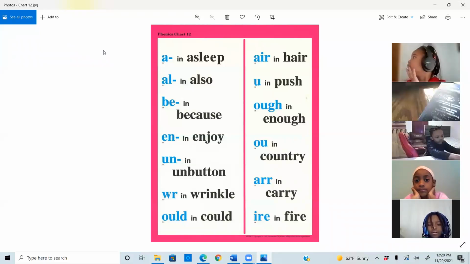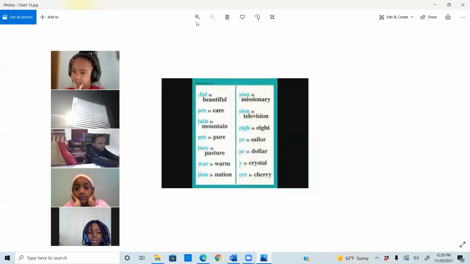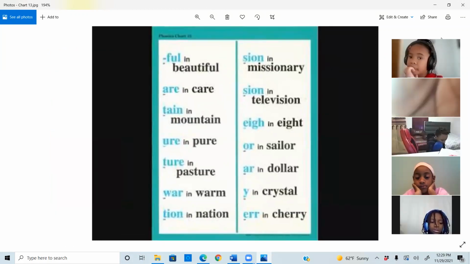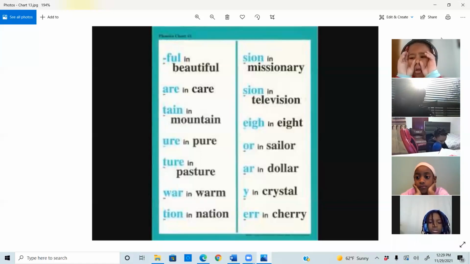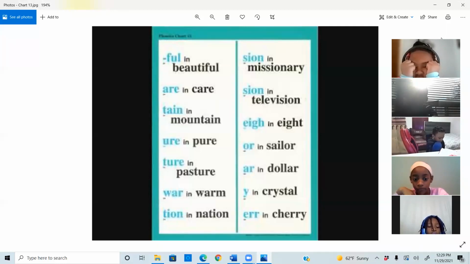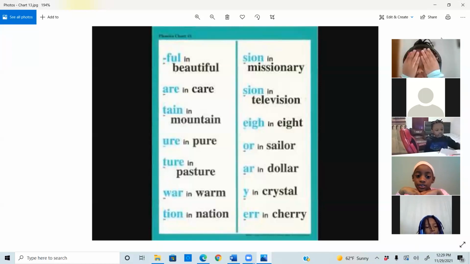Good. Thank you for those that are saying the charts. All right, chart 13, our last chart. We'll do a couple of sounds off of that chart today. FUL says full in beautiful. ARE says air in care. TAIN says ton in mountain. URE says your in pure. TURE says chur in pasture.